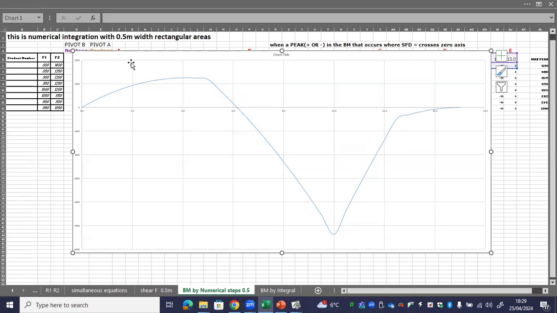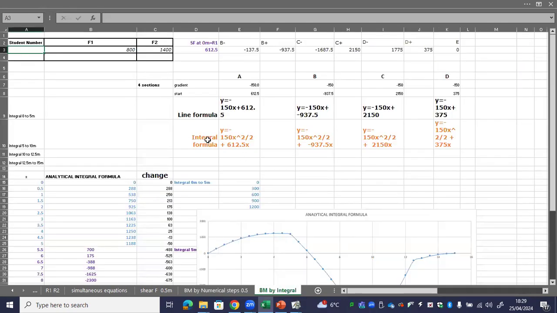Let's do this again. We've done this numerical integration where you don't need any rules of math. You're chopping up areas into small rectangular slices, but let's do it by integral maths. Using integral maths, we've got formulas for each of those sections, A to B, B to C, C to D, and D to E. We've got 4 integral equations. So how do we get these integral formulas? That is the equation for the first part, section A to B. The minus 150x, minus 150 is the gradient, 612.5 is the starting point at R1.